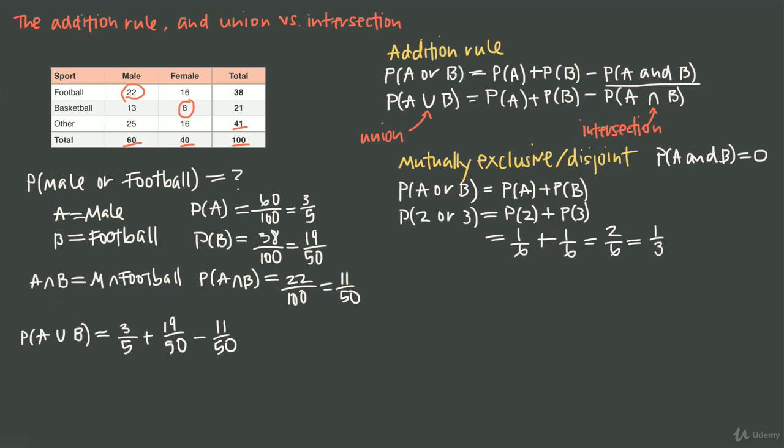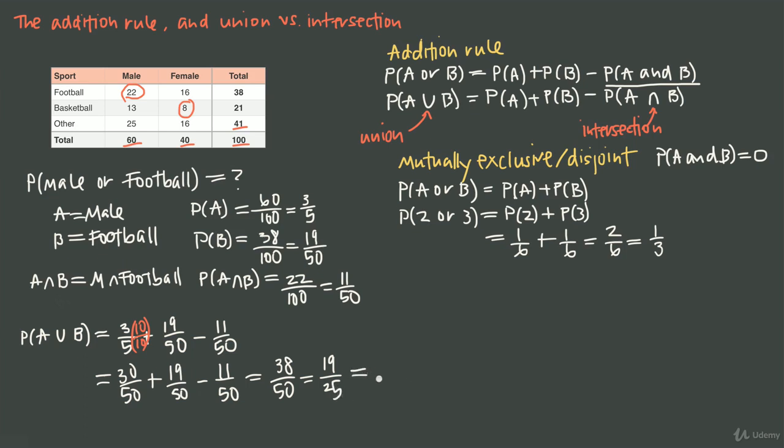Now, if I want to find a common denominator, I want to multiply this first fraction by 10 over 10 so that I get 50 in the denominator. So 3 times 10 is 30, 5 times 10 is 50. So now I have 30 over 50 plus 19 over 50 minus 11 over 50. I did that so I would have a common denominator, and now I can combine all three fractions. So 30 plus 19 is 49. 49 minus 11 is 38. So my probability is 38 over 50, or if I reduce that to lowest terms, 19 over 25.